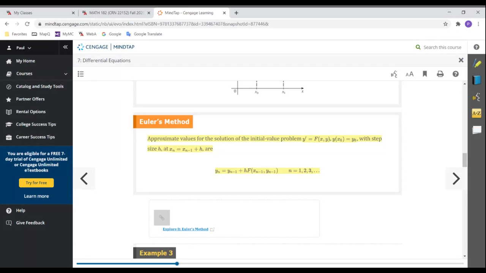Okay, so when n is 1 in this formula, you'll get y1 equals y0 plus h times f of x0, y0. When n is 2 in this formula, you'll get y2 equals y1 plus h times f of x1, y1. That's all you're doing. And by the way, y prime equals f of x, y. So this Euler's method formula, you'll probably need when you work on your homework. It's in section 7.2, just before example 3.